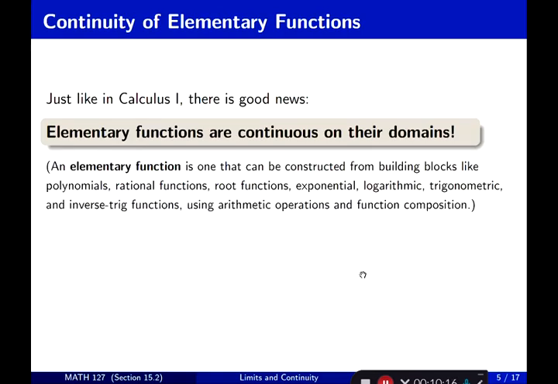Continuity of elementary functions: just like calculus 1, there is good news. Elementary functions are continuous on their domains. An elementary function is one that can be constructed from building blocks like polynomials, rational functions, root functions, exponentials, logarithmic, trigonometric, and inverse trig functions using the arithmetic operations and function compositions. So basically, any finite number of those is going to give you an elementary function.